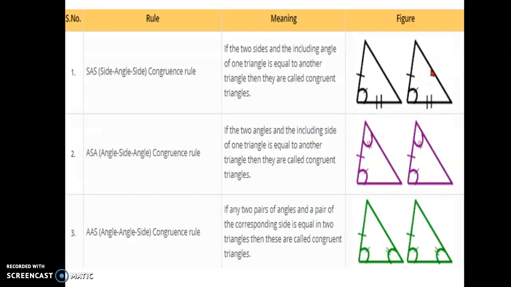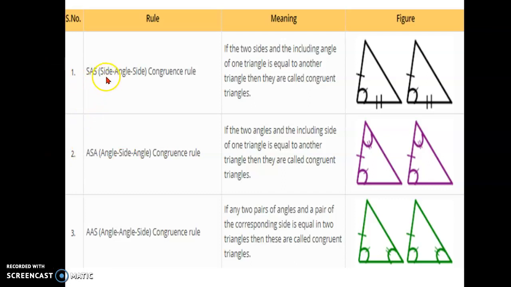Next we have some criteria for congruence of triangles. Why? Because every time we can't check all three sides and all three angles. So we have some congruence rules, in the form of theorems. If these conditions are satisfied, automatically all three sides and all three angles will be equal, and the two triangles can be said to be congruent. So we have certain rules we can see now.